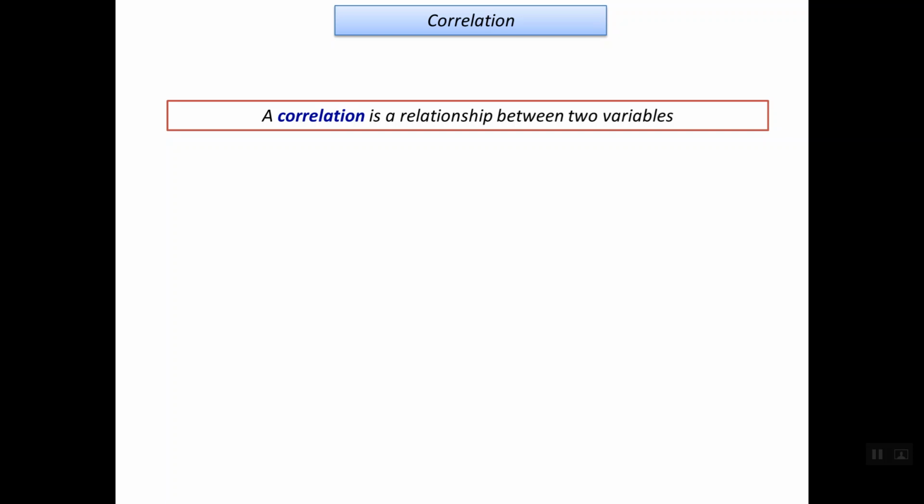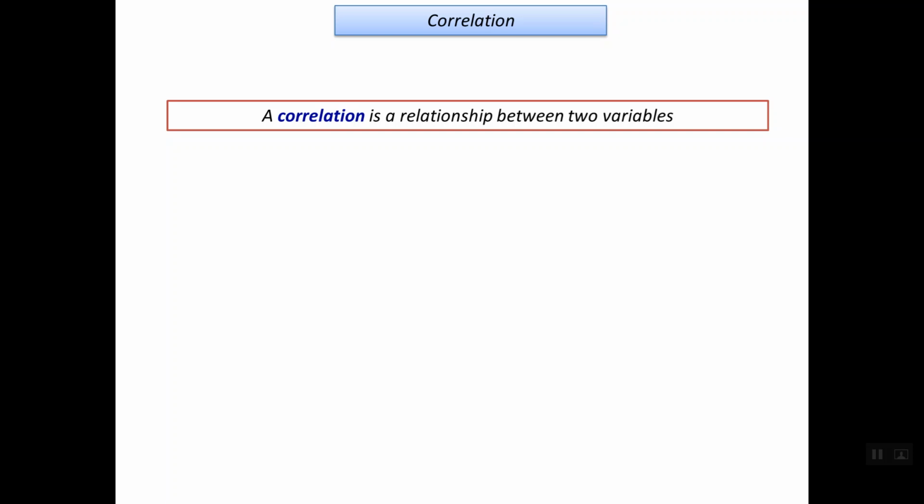For example, let's understand the relationship between training hours and the skills or performance of trainees. We know that as the amount of training increases, the performance of the trainees becomes better. So we have a relationship in this case. So this is the correlation concept.